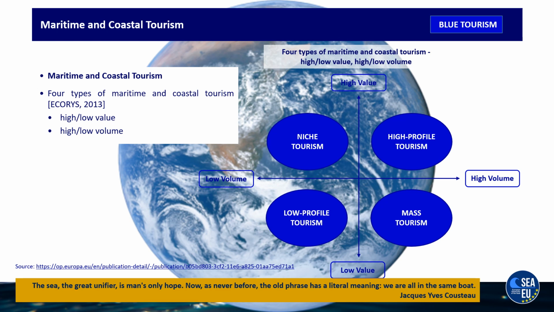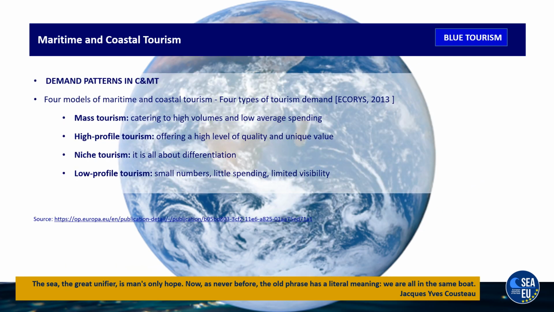There are four types of maritime and coastal tourism: high and low value, and high and low volume. As you can see in this picture, we have high profile tourism, niche tourism, low profile tourism, and mass tourism. Mass tourism is catering to high volumes and low average spending. High profile tourism offers a high level of quality and unique value. Niche tourism is all about differentiation. And low profile tourism means small numbers, little spending, and limited visibility.